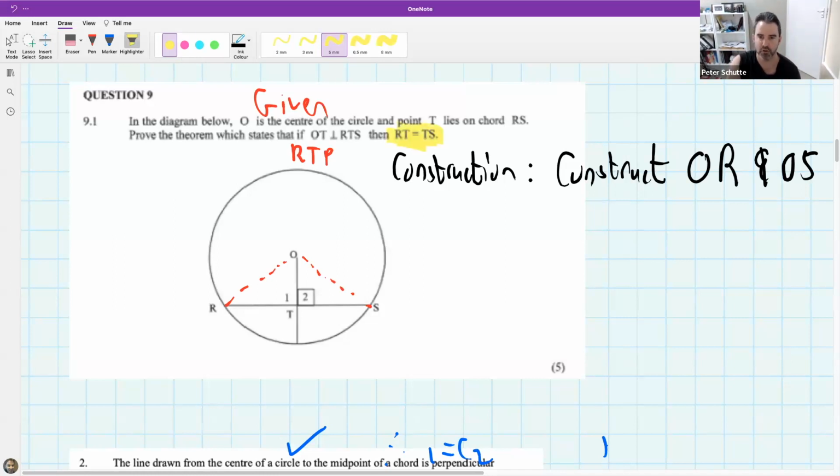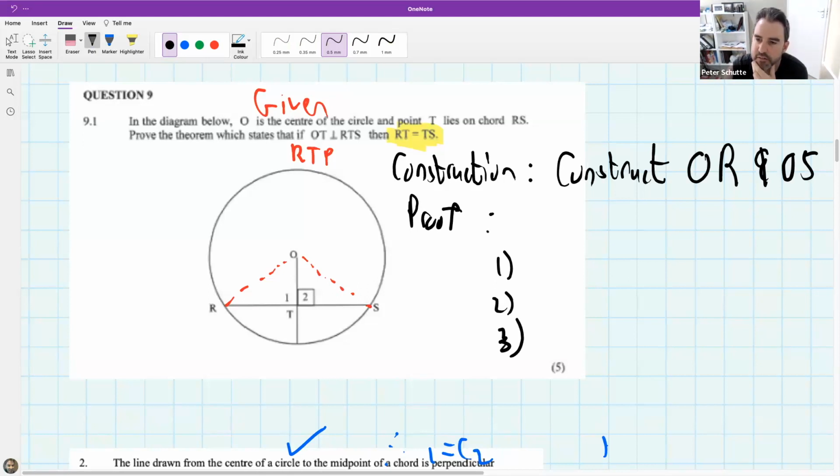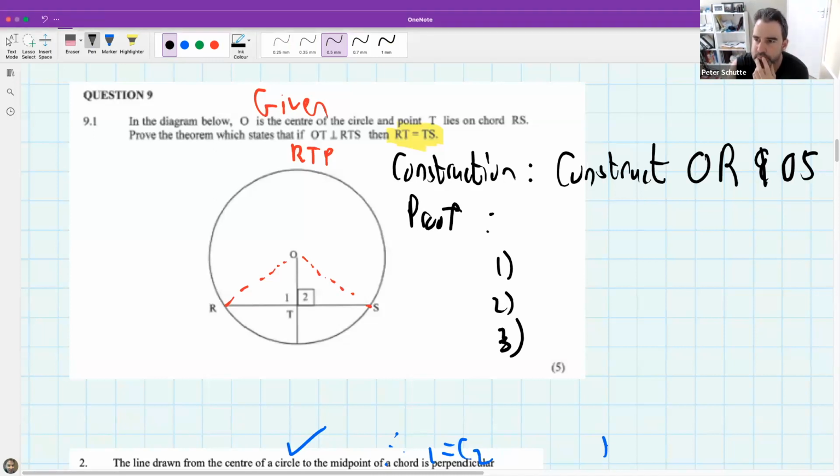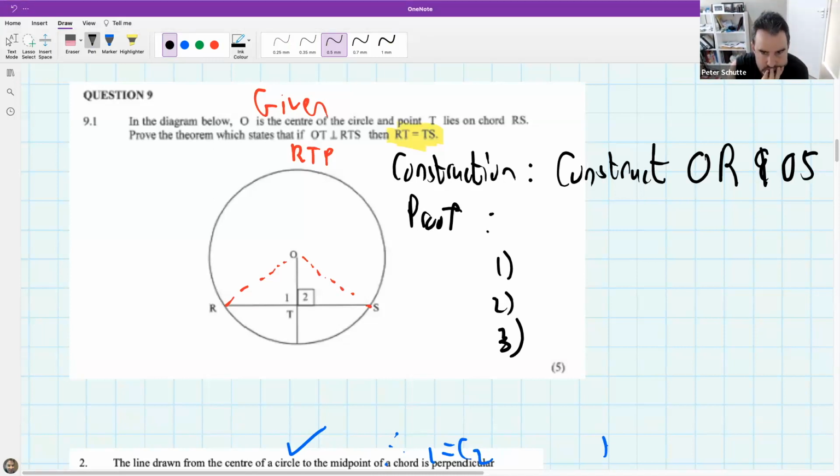RTP, required to prove. Okay, now, if we are going to go into the proof stage, what are we going to use to prove these two things here? There's going to be 3 bits of information that I need. Who wants to tell me? So it's going to be congruency. What's the easiest one to put down?